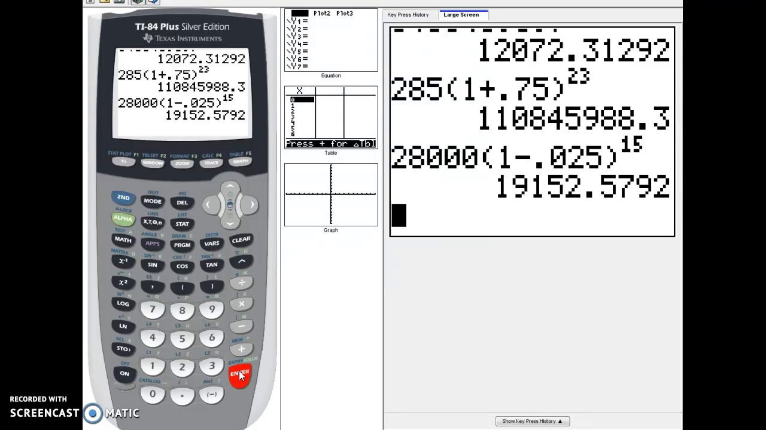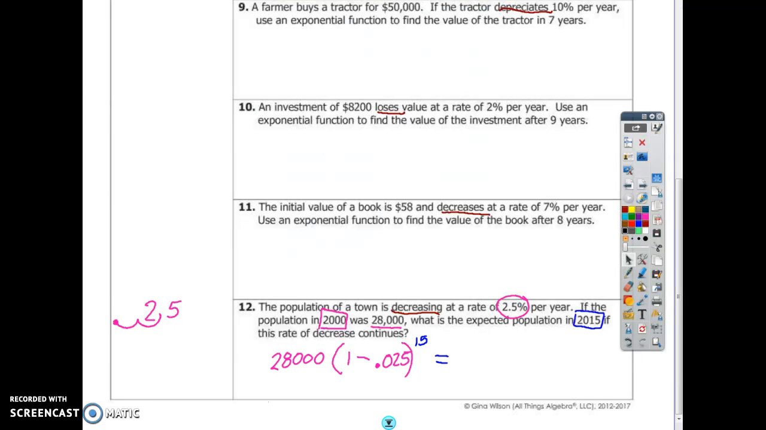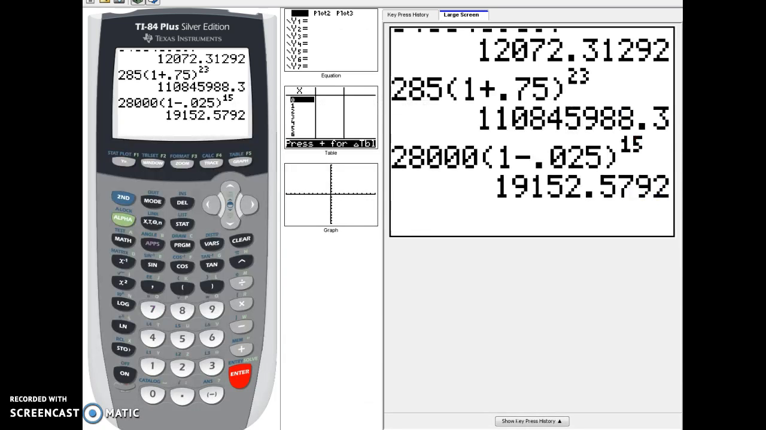Okay? Now again, what are we talking about? We're talking about population. So what is population? People, right? Population is people. So can I have 0.5792 people? No. So what am I rounding it to? No, I cannot have a decimal, guys. I cannot have a decimal because we're people. So it has to end right here. So it's 19,152 people. Population is talking about people. So 19,152.